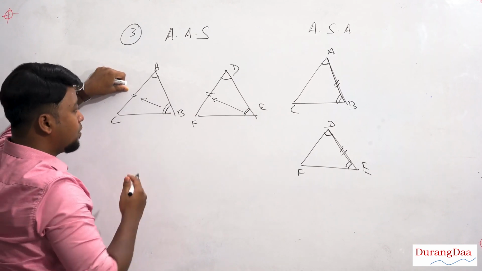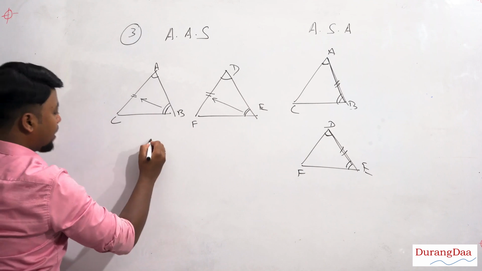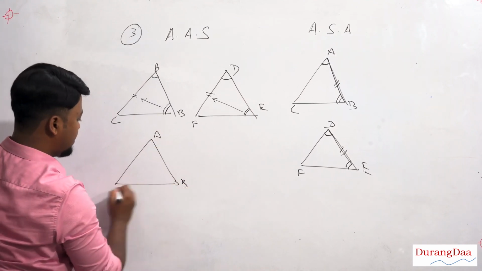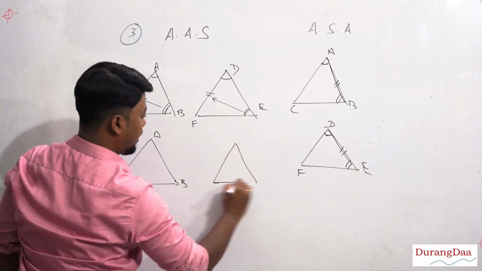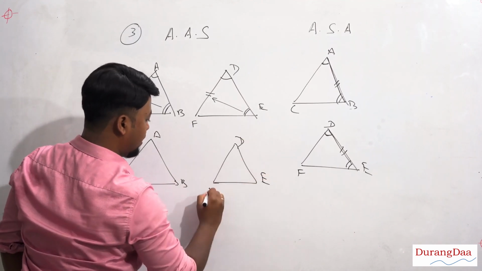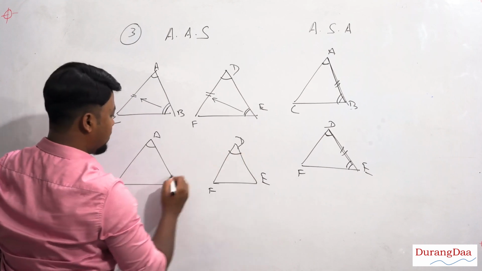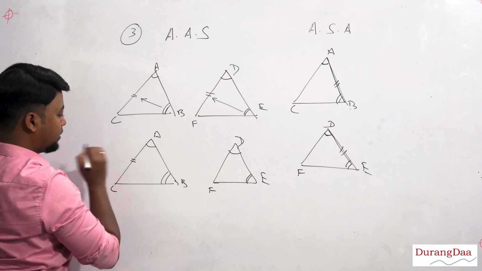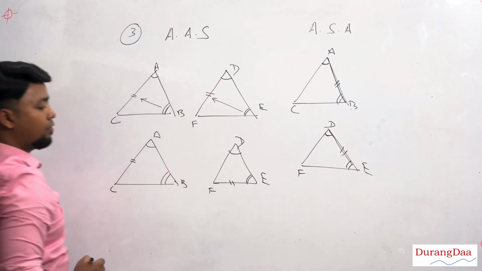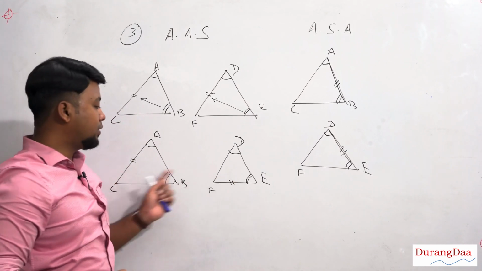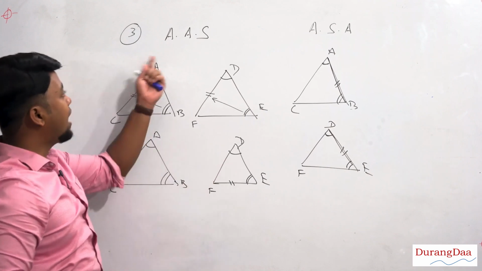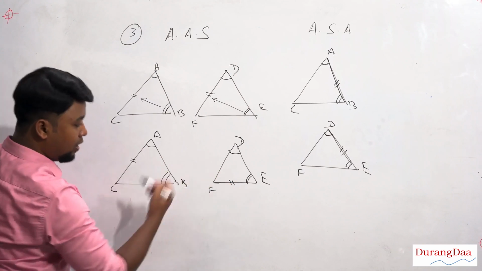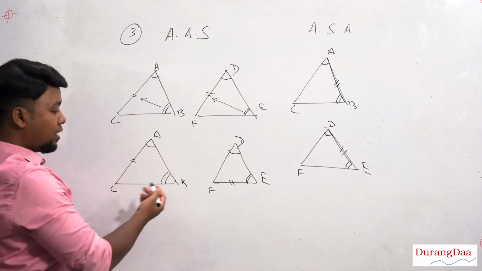Now, the most confusing part is what students do by mistake. Triangle ABC is given and triangle DEF is given, equal angles are shown, all right, and it is mentioned this side and this side are equal. Now, these two triangles can't be proved congruent by using angle, angle, side, because the sides which are equal are not opposite to the corresponding angles.